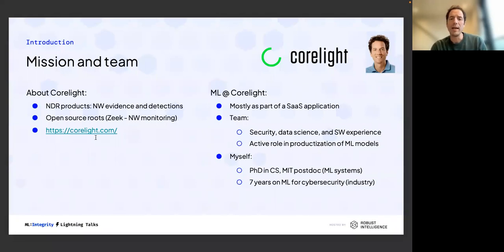About myself, I have a background in academia with a PhD in computer science and experience as a postdoc. Back then I was mostly focusing on the intersection of machine learning and systems. And for the past 7 years, I added a third variable to that equation, which is cybersecurity. So I work at the intersection of machine learning, building systems to deploy machine learning, and focusing on cybersecurity use cases.